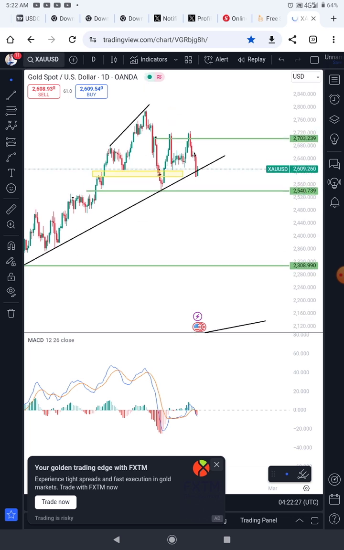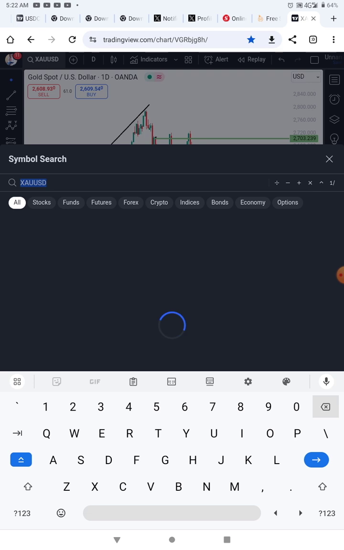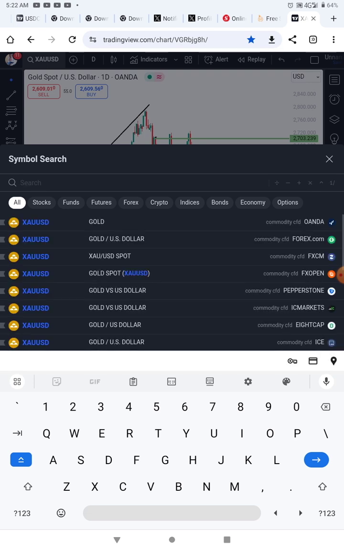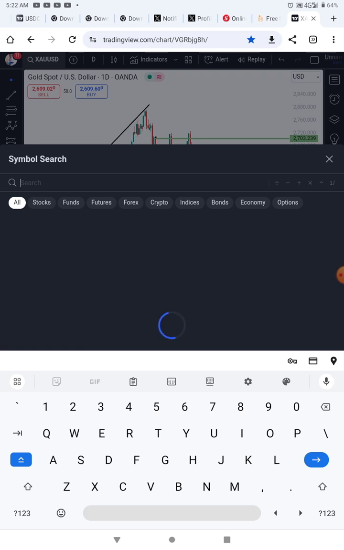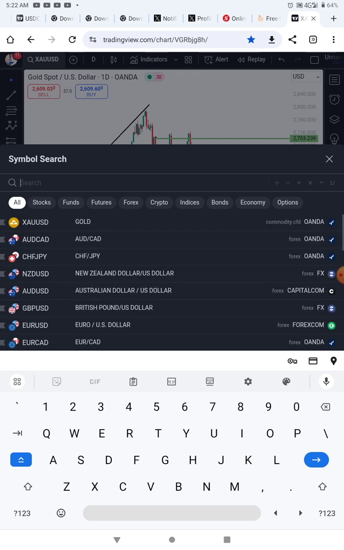I think we have to leave gold for now. Let's see what it has to offer in the nearest future. But gold is likely to pull back. But let me just leave gold for now.